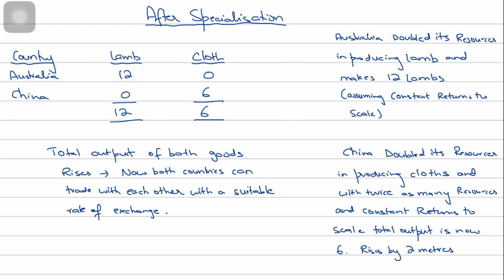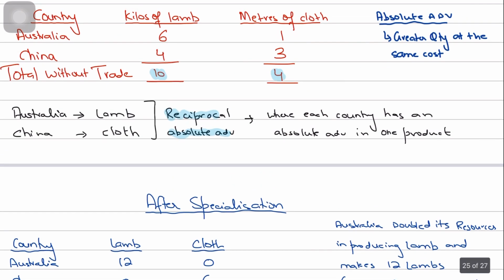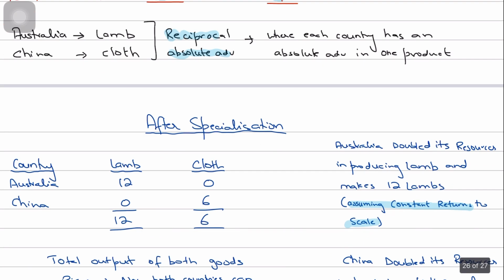Now over here we are assuming constant returns to scale, which simply means that if you double your inputs, your output doubles as well. On the other hand, obviously 0 cloth will now be made in Australia because Australia is only specializing in the production of lamb now, while China is specializing in the production of cloth. So before it could make 3 meters of cloth, now it is going to make 6 meters of cloth.